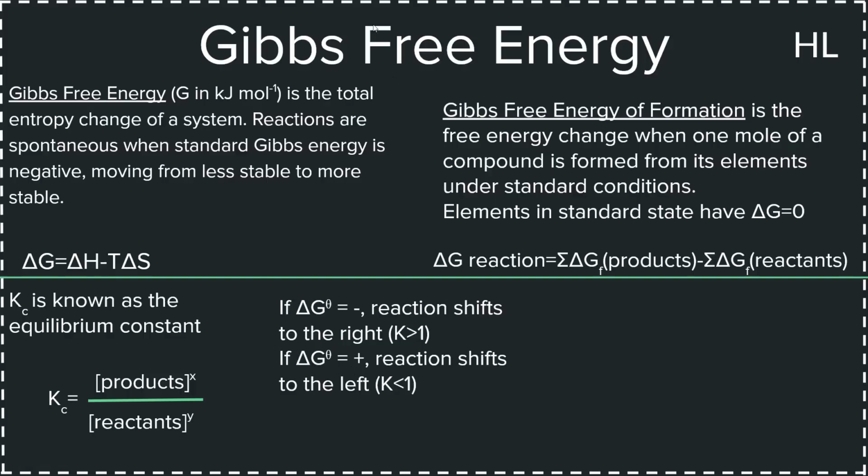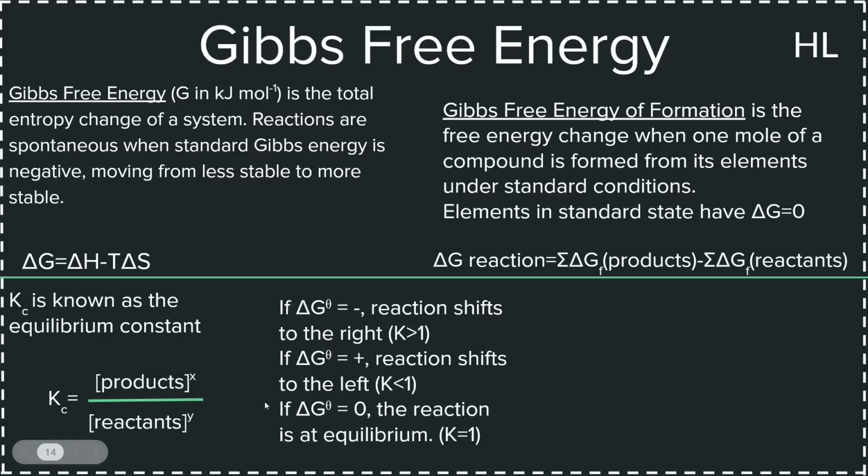But all you need to know in relation to Gibbs free energy is that if delta G is negative, the reaction shifts to the right. If delta G is positive, the reaction is going to shift to the left because it's not spontaneous. And so your reactants are going to be greater in number than your products. And if delta G equals 0, the reaction is at equilibrium.